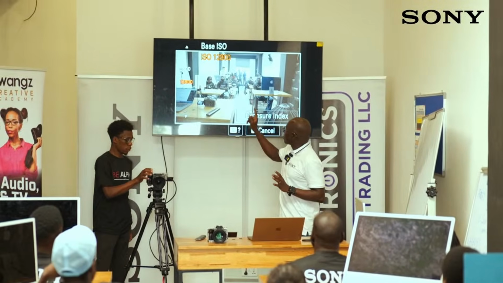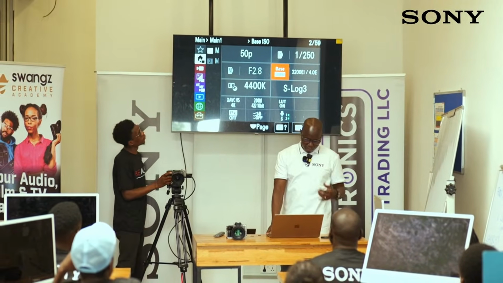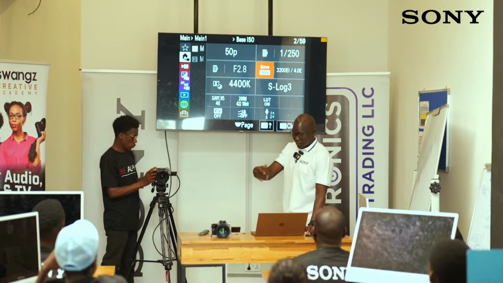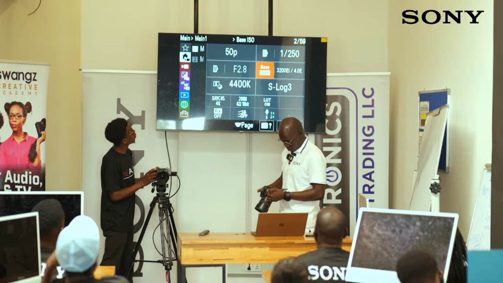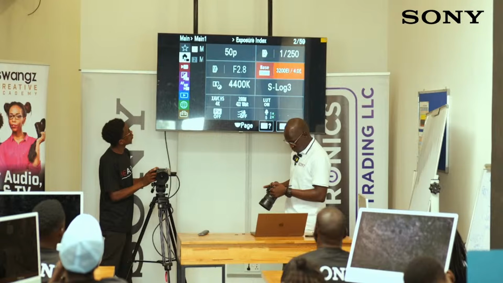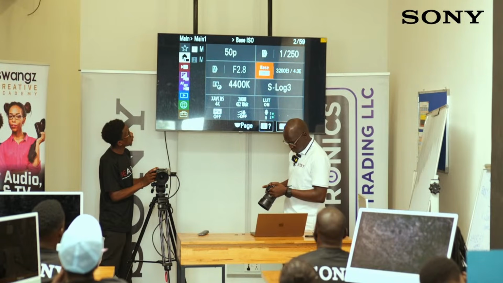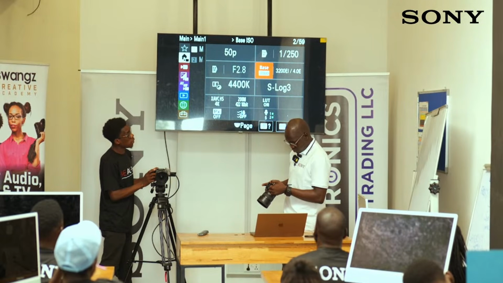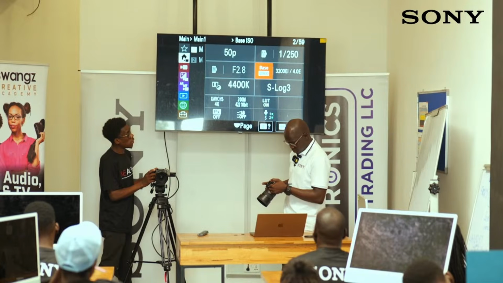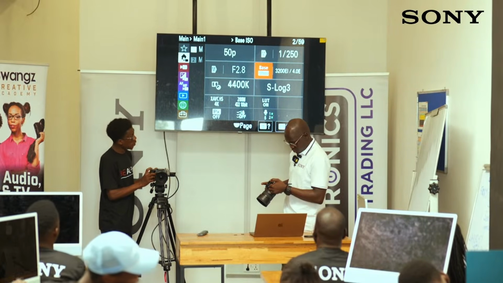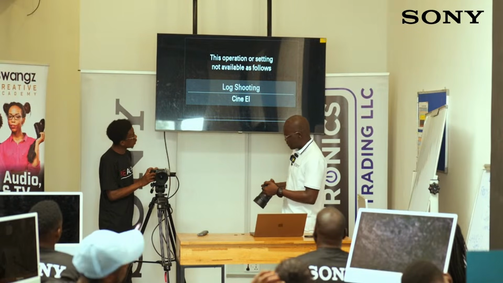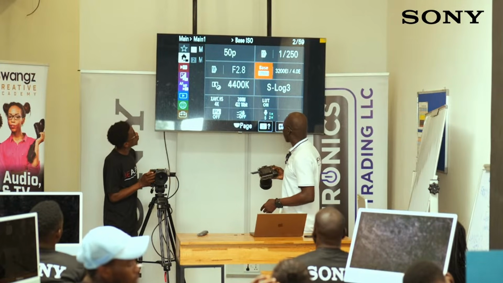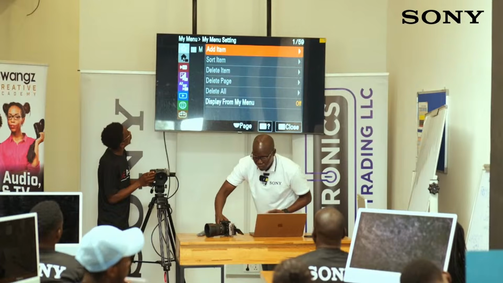Now go back, remove from base ISO, go back to the standard, which has the 100. Change from base to flexible ISO. Go to log. Yeah, log. Log shooting. Go to log. Now this is how you find it.